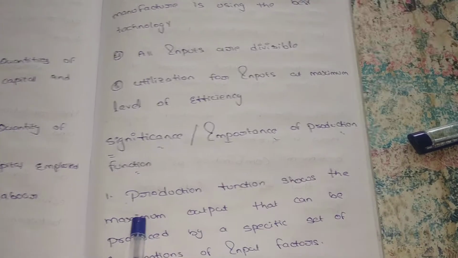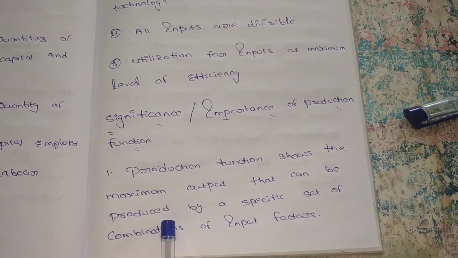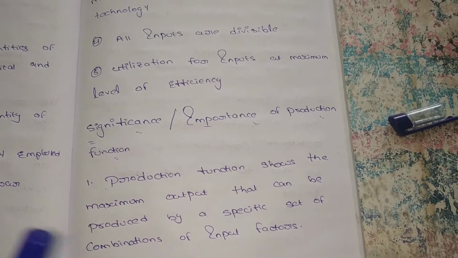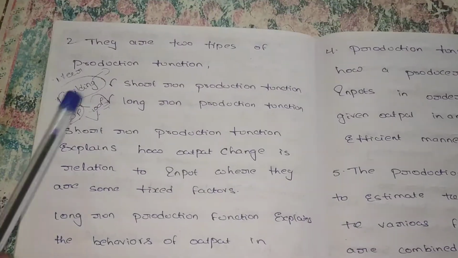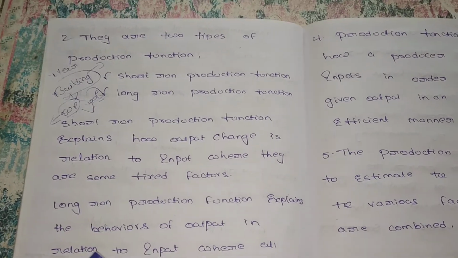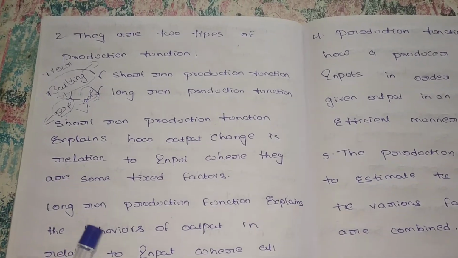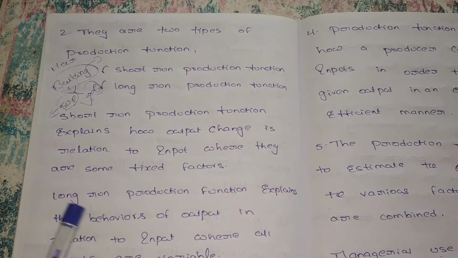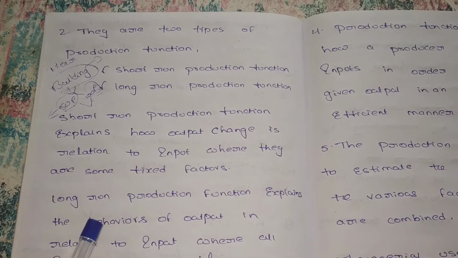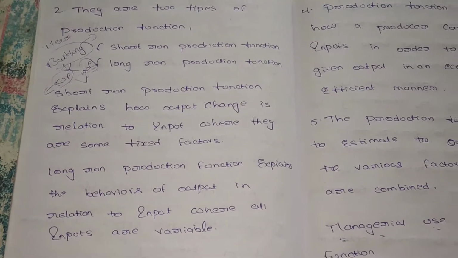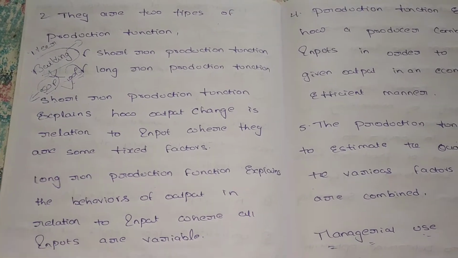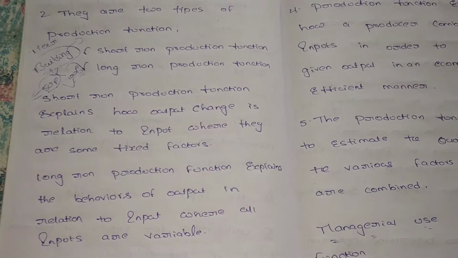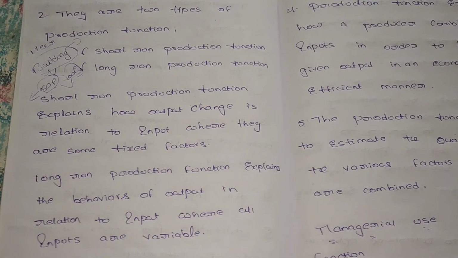What are the importance and significance? Production function shows the maximum output that can be produced by a specific set of combinations. By giving a specific set of combinations, I want to receive this maximum output. And there are two types of production function, short run production function and long run production function. In the short run production function, some inputs are fixed and some are variable. What are the fixed inputs? For example, building rent, transportation and machinery costs are fixed, and also the insurance charges are fixed. But when compared to the long run, all inputs are variable. In the short run production function, some inputs are fixed, while in the long run production function, all inputs are variable.